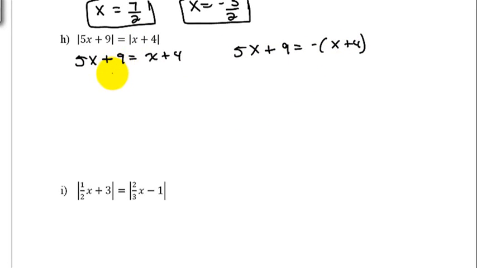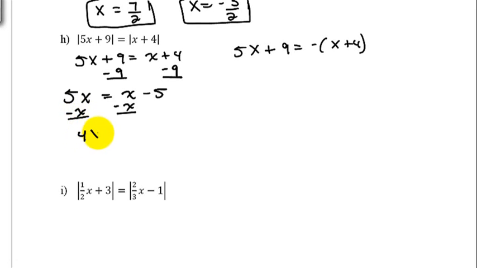So we want to get all the constants on the right and the x terms on the left. So we're going to subtract 9 from both sides. So we have 5x equals x minus 5. And now we're going to subtract x from both sides. 5x minus x is 4x, and it's equal to -5, and then divide by 4. So we have x equals -5/4 is one solution.